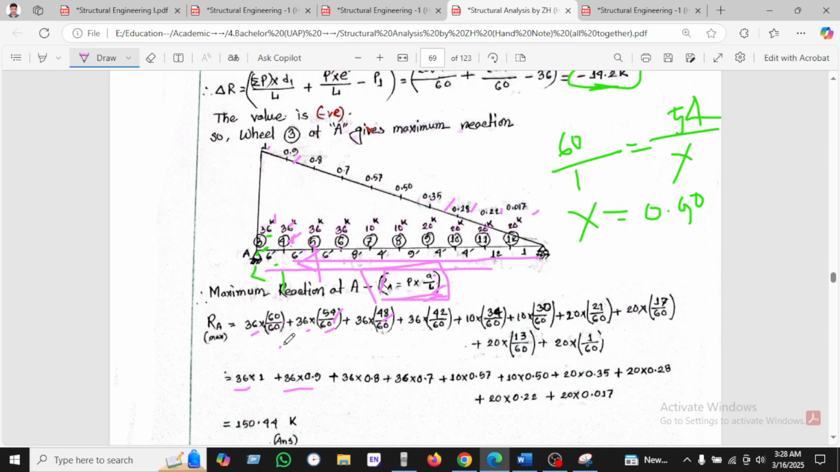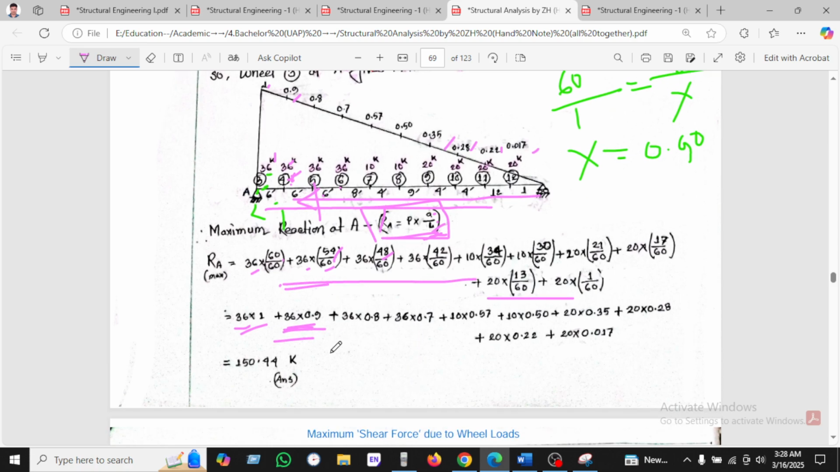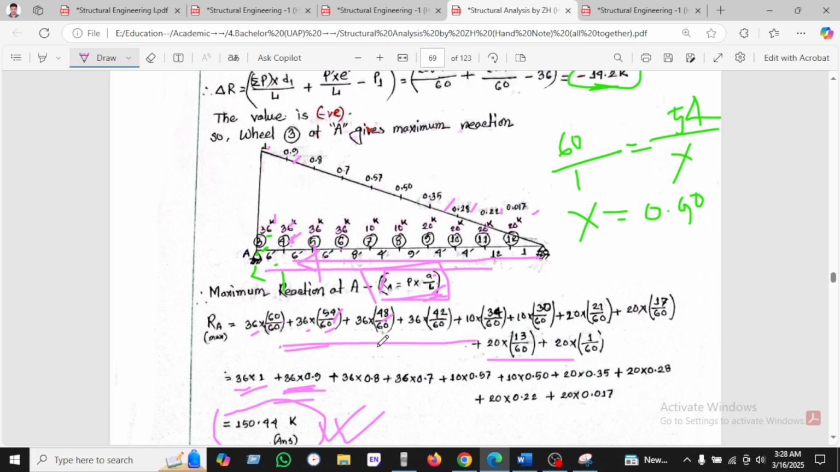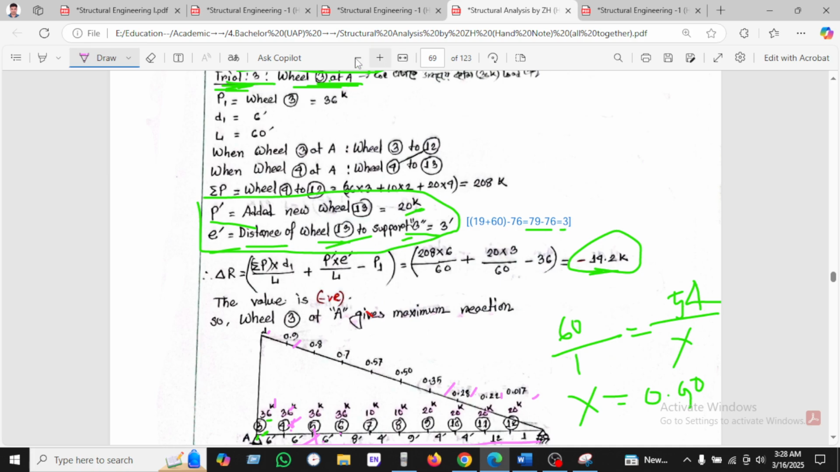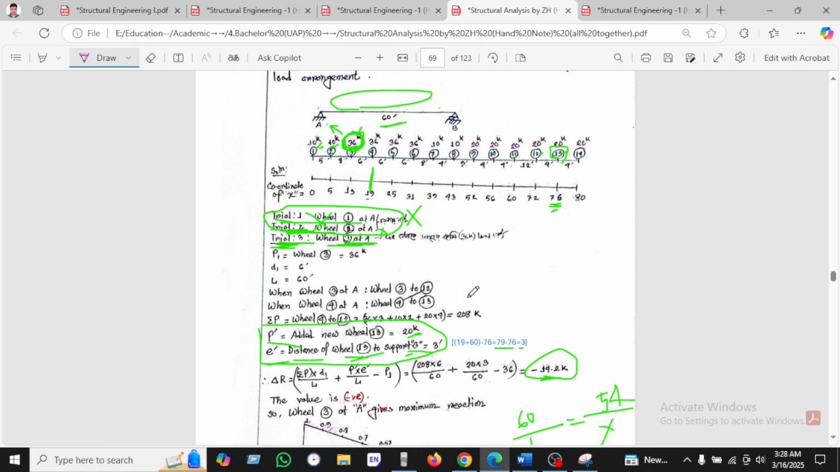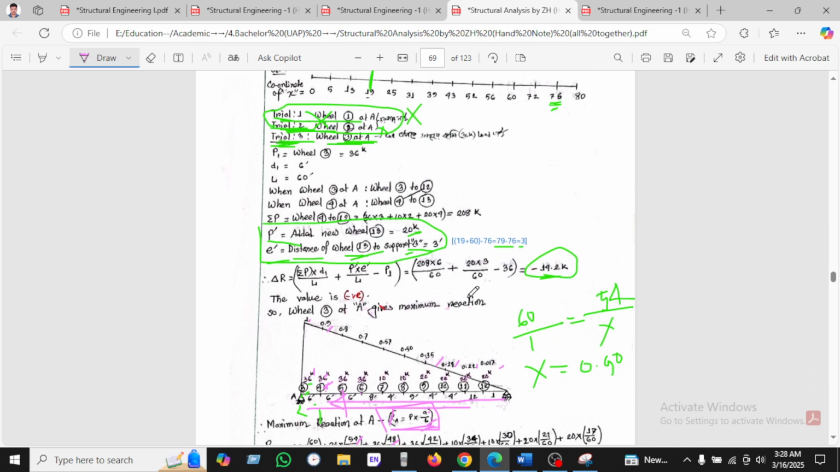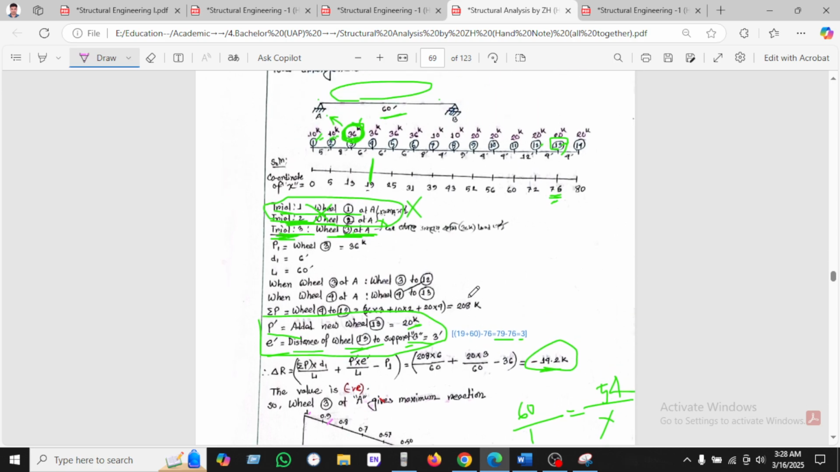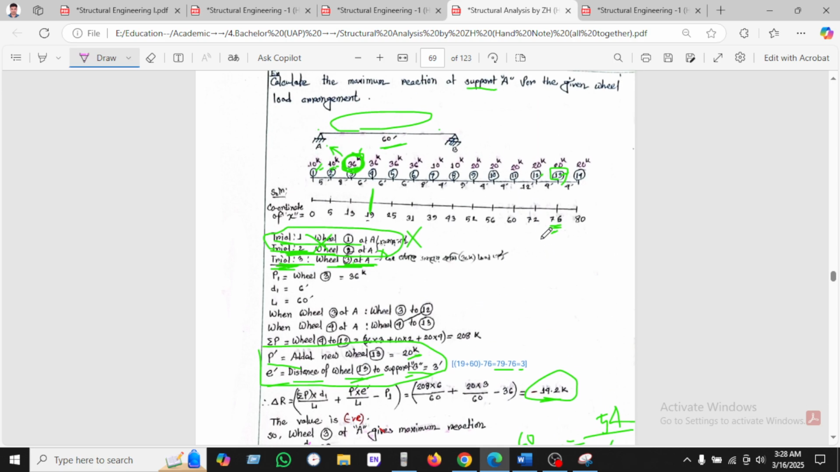So you can calculate here and put this below, or we can use this one, whichever you need. In this way you can find 150.443. This is our maximum reaction we can find. This is the answer. If you have any question, then let me know. I'll try to convince you and give you the answer. Thank you everyone.